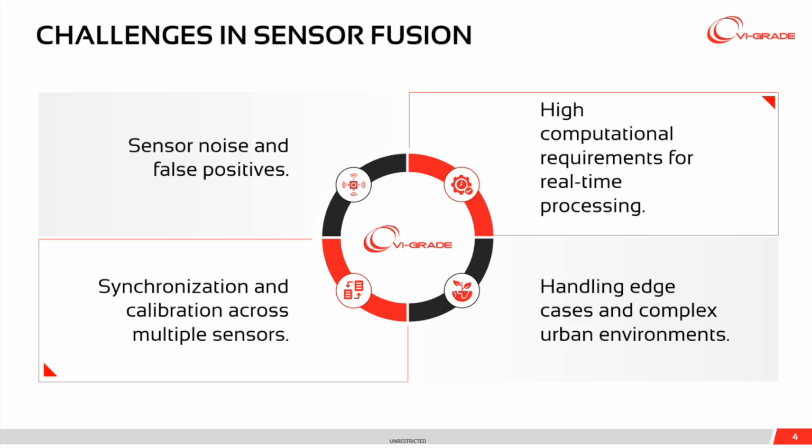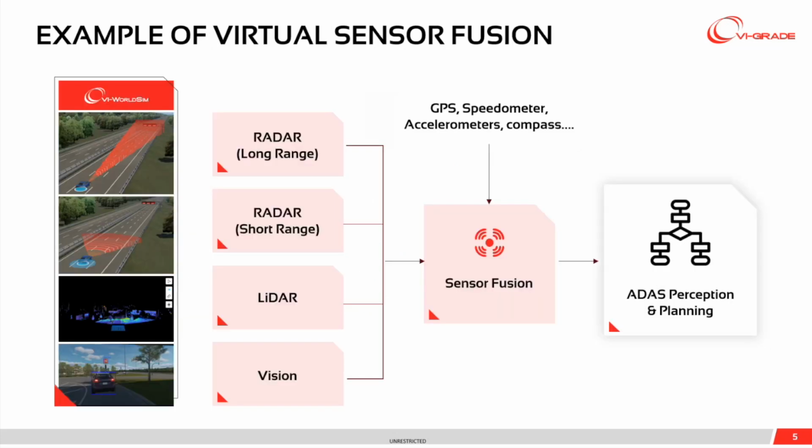Let me walk through a couple of examples here of sensor fusion. And all of this can be simulated as well. So we take 4 typical sensor outputs: a long-range radar, a short-range radar, your LiDAR output, and your vision sensor. They come together, and then we can take in other characteristics of the vehicle, whether the vehicle position, the vehicle speed, possibly accelerations or compass directions, and those are combined together in a fusion algorithm that can then be passed on to your perception and planning algorithms to decide, do I apply the brakes? Do I steer the vehicle? So fusing these together through those algorithms.